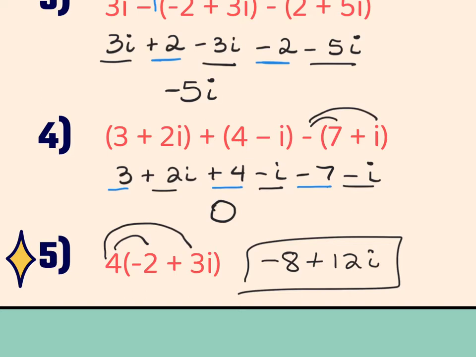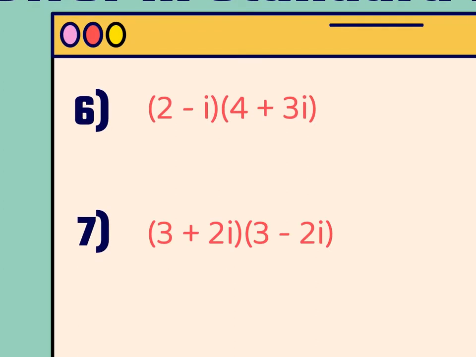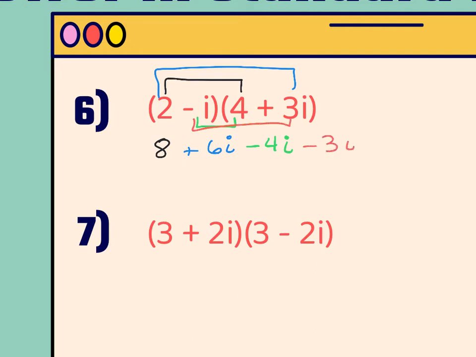The next question is a FOIL question. It's 2 binomials that you're multiplying. So here, I'm going to do the whole FOIL process, or again, you could think of it as distributive property. I like to do FOIL. So first, 2 times 4 is 8. Then outside or outer gives me 6i. The inside gives me -4i. And then finally last gives me -3i squared.